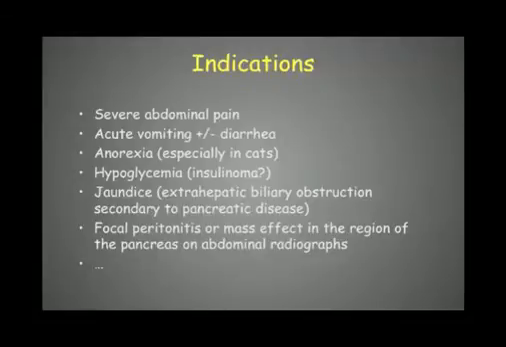We can also perform it in case of jaundice, if we suspect an extrahepatic biliary obstruction secondary to a pancreatic disease. And then we can also perform it if we see a focal peritonitis or a mass effect in the region of the pancreas on abdominal radiographs.